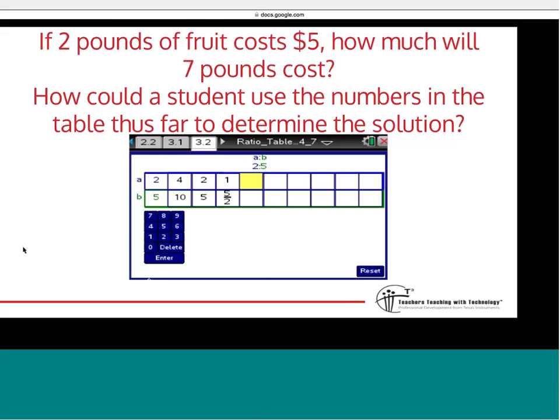So can you see, I'll quit talking for just a moment so you can actually look at the ratio table. How can we use the ratio table here to determine how much 7 pounds costs?